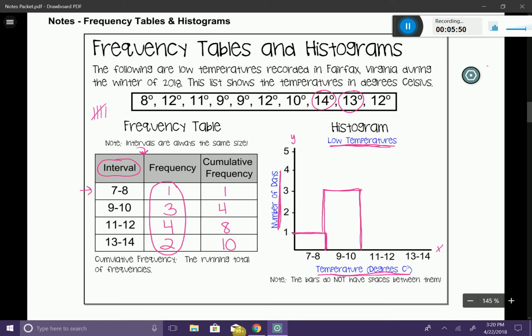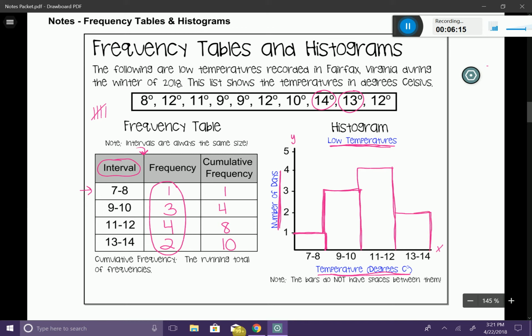You'll notice that my bars connect. A histogram always has bars that connect. Okay, 11 and 12 is going to go up to 4. So I'm going to go all the way up to 4 here. Try to draw it as straight as I can. And there we go. And then 13 and 14, that interval is going to go up to 2. So it's just going to go to about right here.